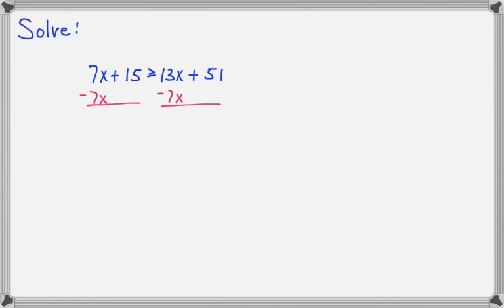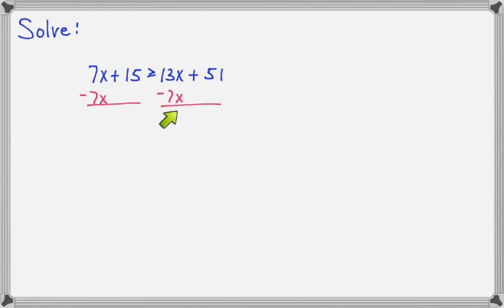So now let's solve a few together. Let's do 7x plus 15 is greater than or equal to 13x plus 51. Since we have variable terms on both sides, the first thing I would do is eliminate one of these variable terms. And I'm going to eliminate the 7x because it's the smaller variable term. The reason I want to do that is so that my variable term will end up positive.